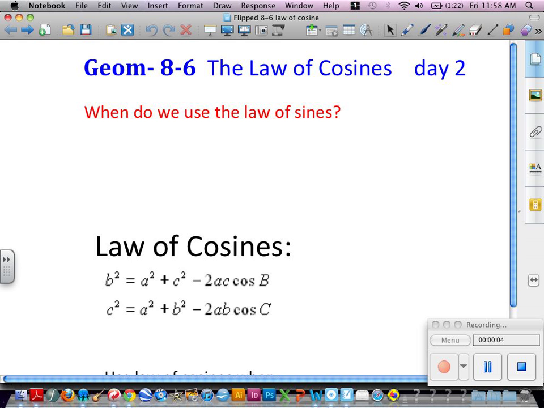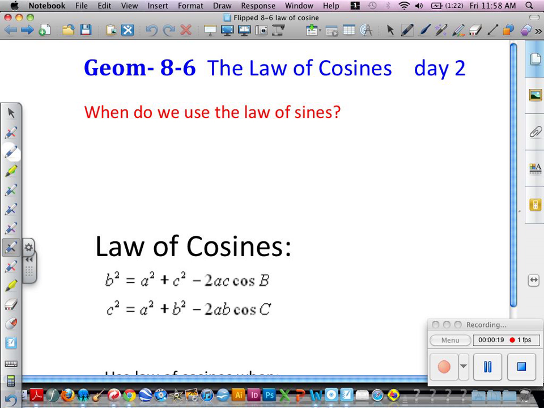Hello, geometry students. We're going to continue on section 8-6, which deals with law of sines and law of cosines. We covered law of sines in our last lesson. When we use law of sines, we're looking for an angle and a side opposite.